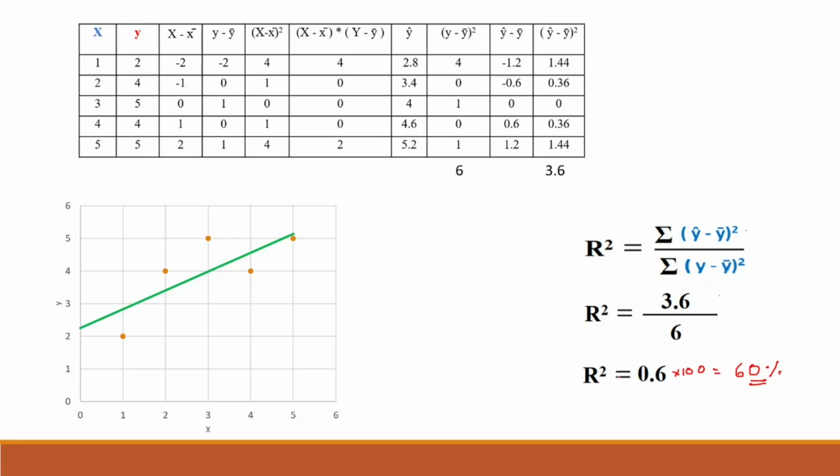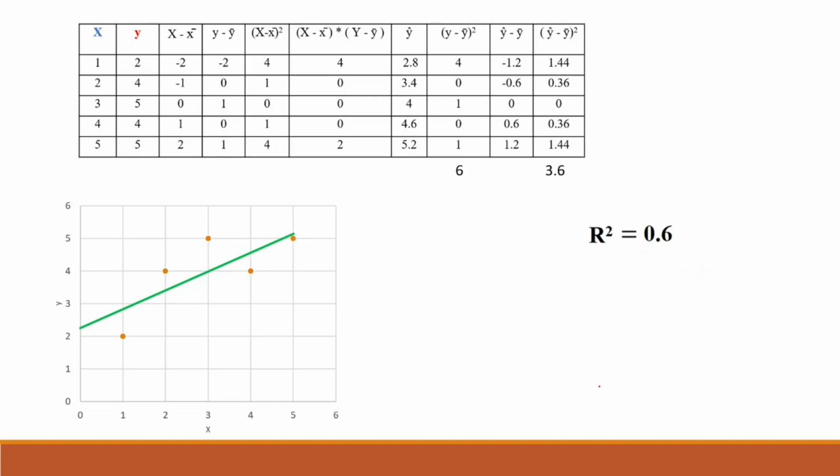Based on this, from R square I should be able to calculate the R value. R square is 0.6, so the R value is nothing but 0.77, that is the square root of 0.6. So 0.77 is again not a good value, not the ideal value.